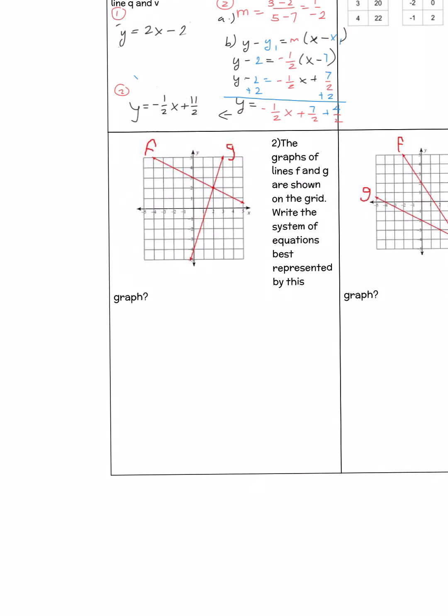On the second problem, now we're going to look at finding the graphs of lines F and G and write the system, where one will be in standard form and one will be in slope-intercept form. So the first one, let's look at F. How do we find the slope? So number 1, we're going to find the slope.